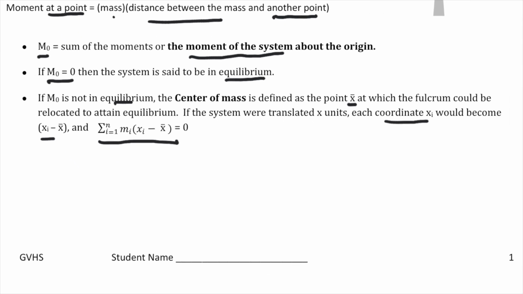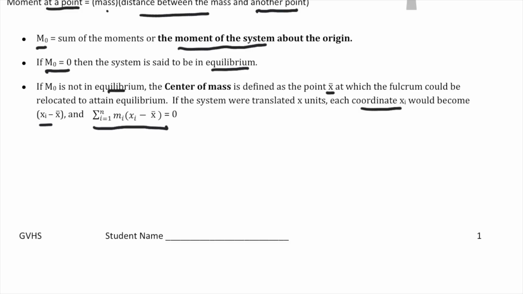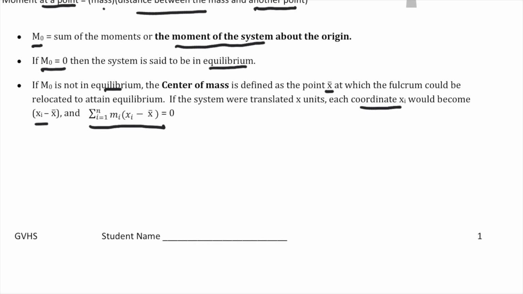Let's solve this equation for x bar so that we know where our fulcrum should be placed. So if we distribute m sub i through the equation, we now have the sum i equals 1 to n of m sub i times x sub i, minus the sum i equals 1 to n of m sub i multiplied by x bar, and that of course must be equal to 0.